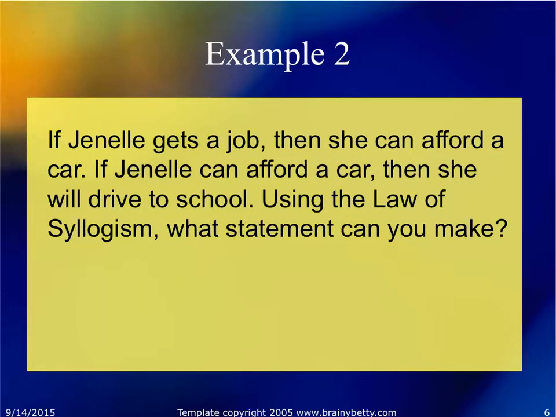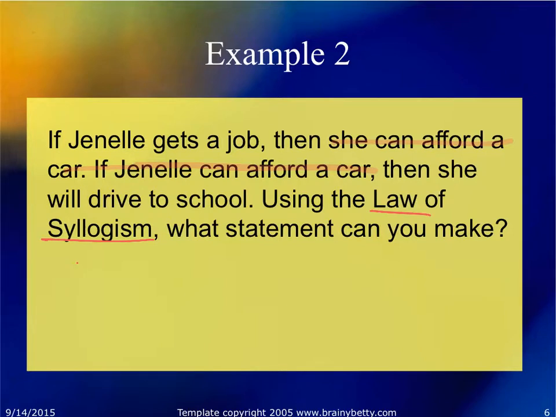If Janelle gets a job, then she can afford a car. If Janelle can afford a car, then she will drive to school. It's telling you to use the law of syllogism and come up with the new statement. So remember, this is where the conclusion of the first statement overlaps with the hypothesis of the second, and it cancels out. So notice she can afford a car, and then here she can afford a car. So that's going to go away, and now we can just rewrite it using the original hypothesis.